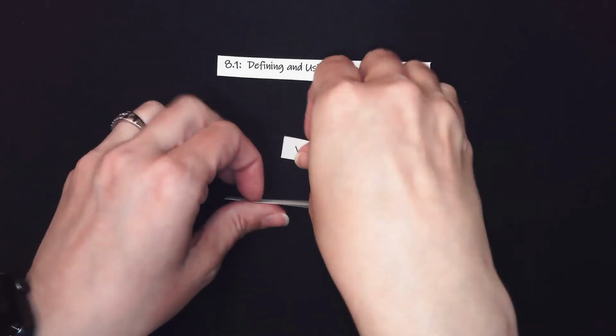All right, we're still on 8.1, defining and using sequences and series. This is video 3. So here we're going to start actually talking about series, and we're going to write series using what's called summation notation. So let's give that a try here, but first, actually, let's go over some vocabulary.